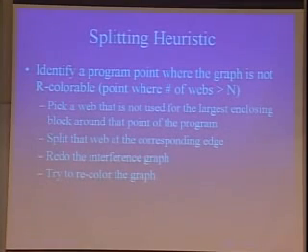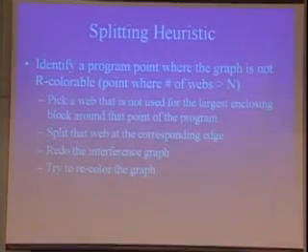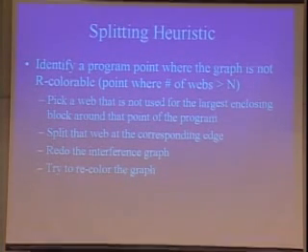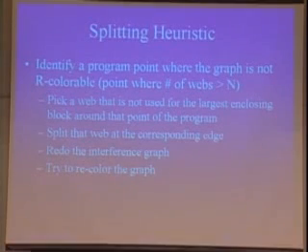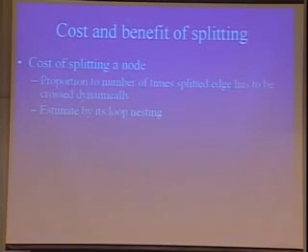So you need to basically find a place in the graph which is not colorable, a point in the graph that has more than n neighbors. And then what you need to do is pick a web, saying that for the largest region that's not being used. And then at that point you will split that web, redo the interference graph, and try to recolor this thing.